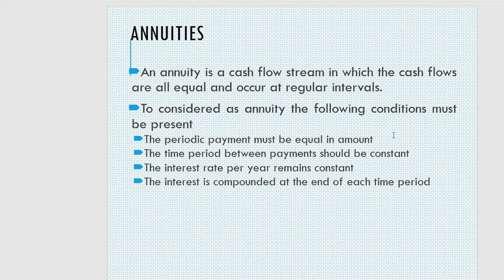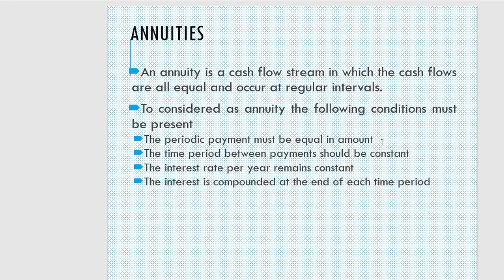Okay? Now, let's look at annuities. When we're talking about an annuity, we're talking about a cash flow stream in which the cash flows are all equal and occur at regular intervals. For instance, monthly, yearly, or biannually, etc. You can be receiving $100 per quarter. Every 3 months, you receive $100. Okay? That's an annuity. You are receiving $200, whatever, if the amounts are equal and you are receiving them at regular or equal intervals.